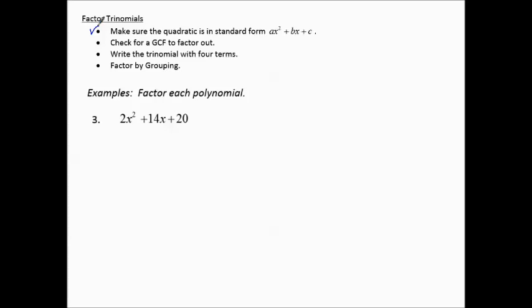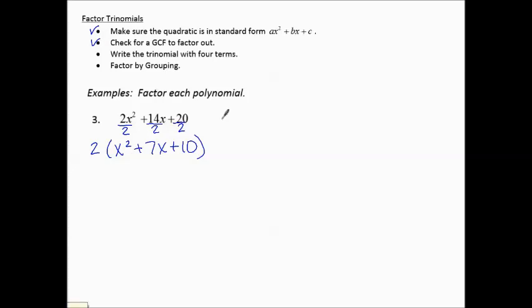Check for a GCF to factor out. So now I want to see if I can divide all three terms by something. Well, I look at the numbers 2, 14, and 20, and I can factor them all by a 2. So I have 2 times x squared plus 7x plus 10. That is what I'm left with there after I factor it out. So now I've factored out my GCF. Write the trinomial with 4 terms.